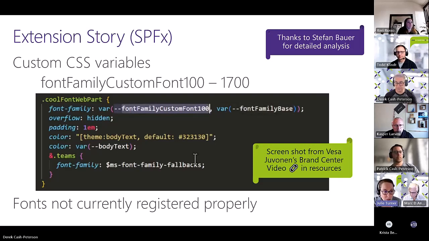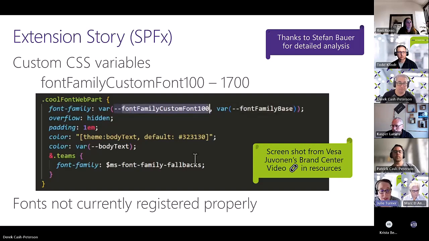So you reference the font family to have one of those slots, and then you fall back. That reference, font family var, is a variable, and you say, I want the custom font 100, but if it's not defined, i.e. you land on a page where that font is not defined in that CSS variable, then it falls back to the base font family. In that case, that would be Segoe UI. And that's how you can get your third-party web parts to support the custom fonts.